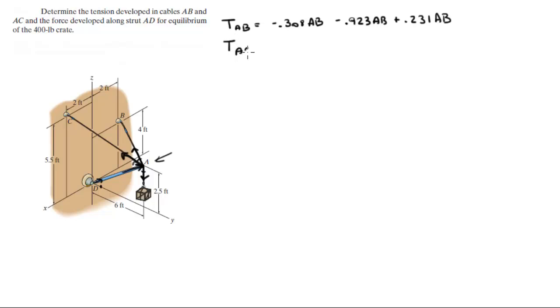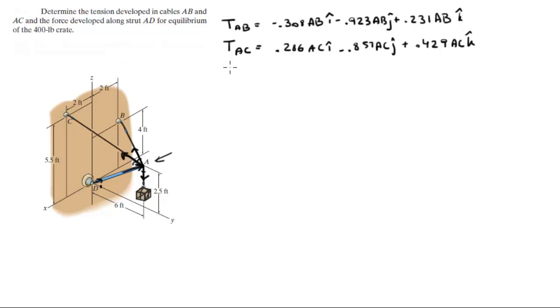Tension AC is equal to, you see what I'm doing? I'm rewriting the unit vector multiplied by the magnitude of what I'm looking for. This is AC, so it's 0.286, I'm sorry, I forgot the unit vectors in the i, in the j, and in the k. 0.286 AC in the i, minus 0.857 AC in the j, plus 0.429 AC in the k.